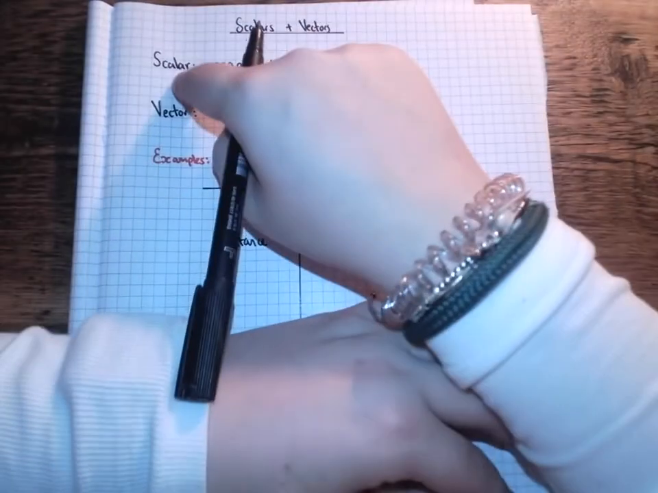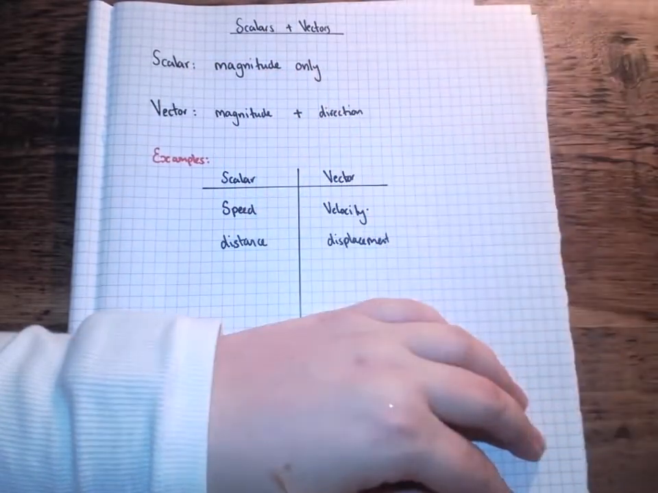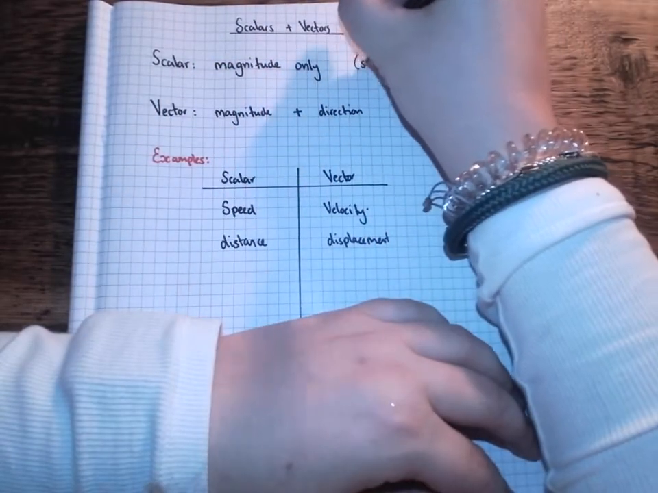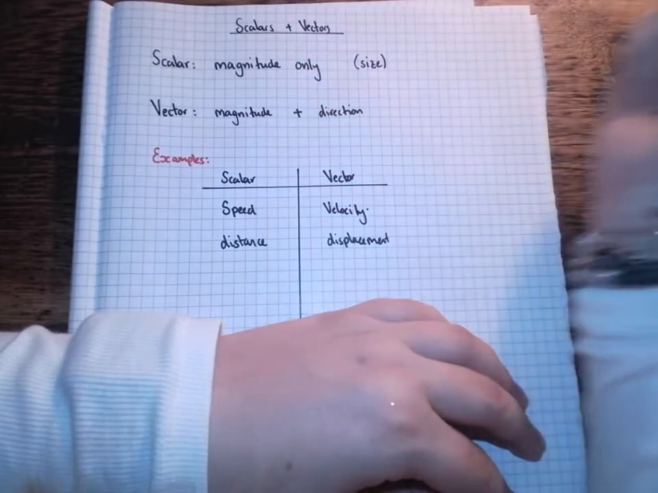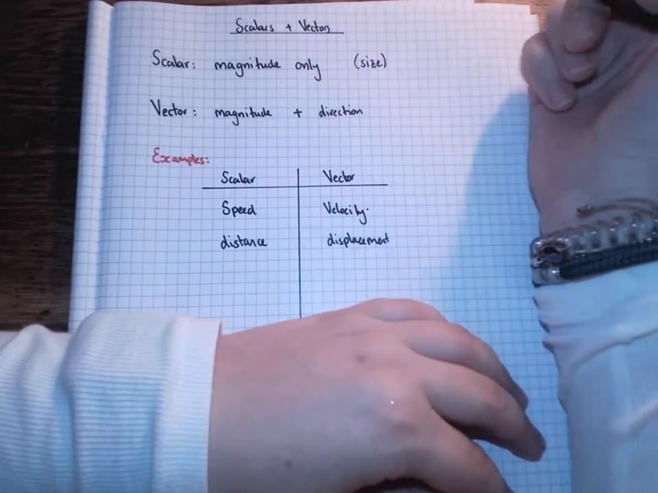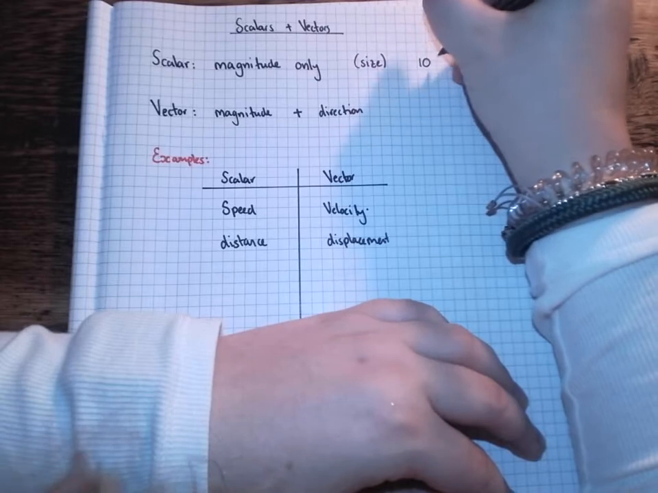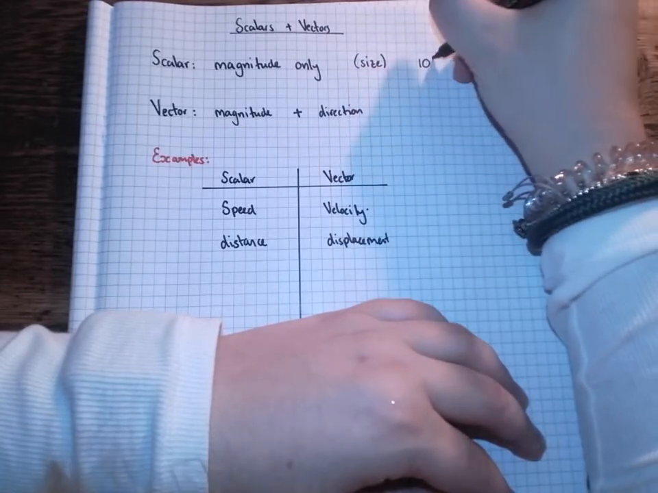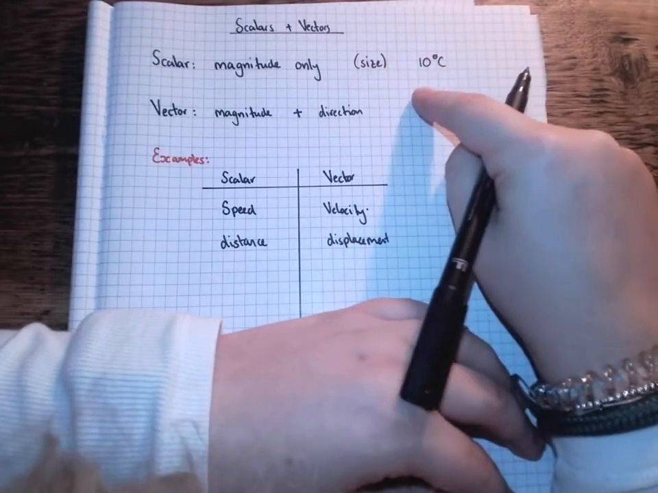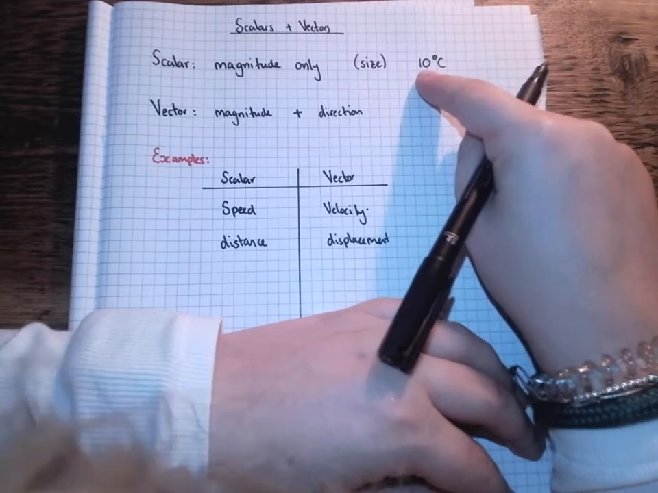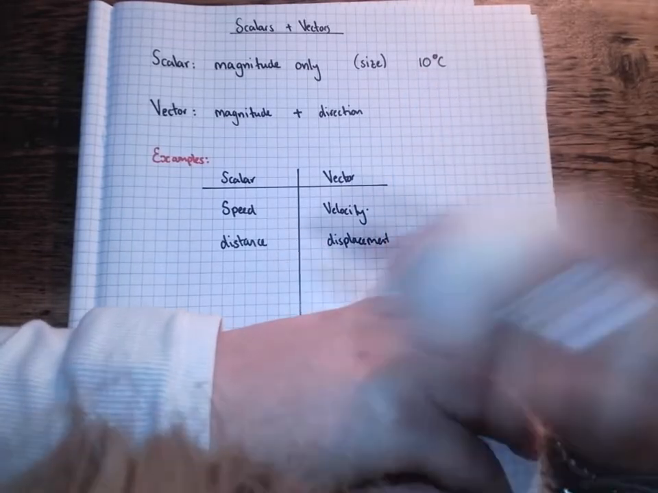So a scalar is something that is a magnitude only. By magnitude, I mean the size of something. For example, that could be a temperature. If I was to give its magnitude, it could have a temperature of 10 degrees Celsius. That would be the magnitude, the 10 in there. It's quantifying the amount of it.